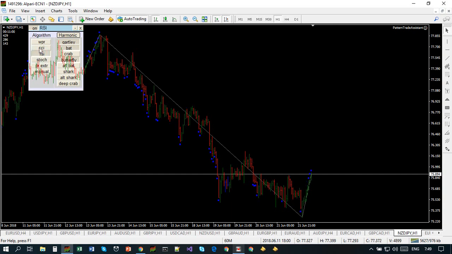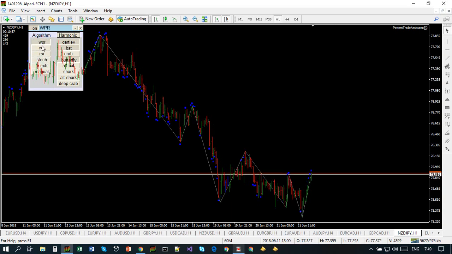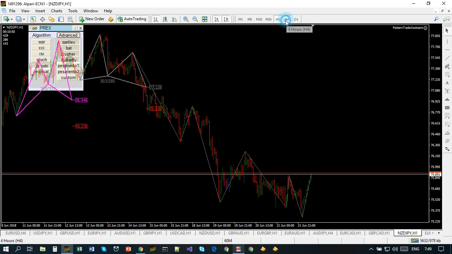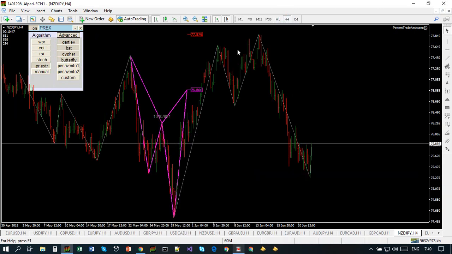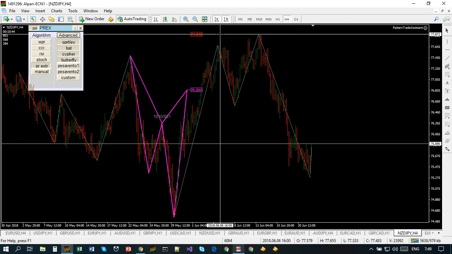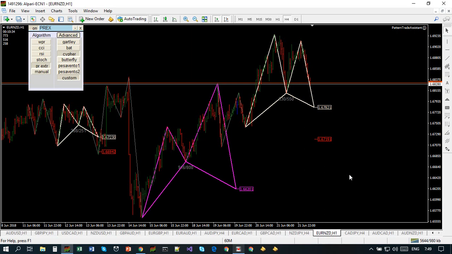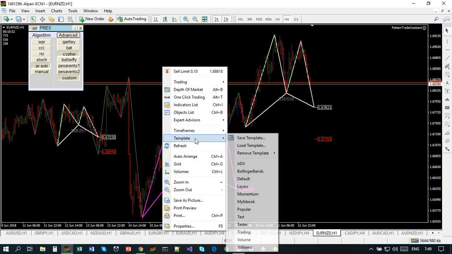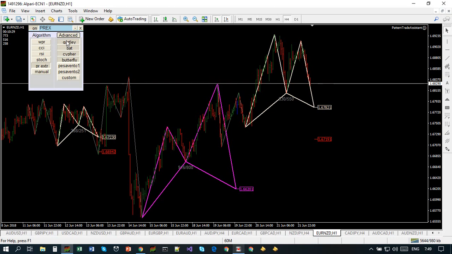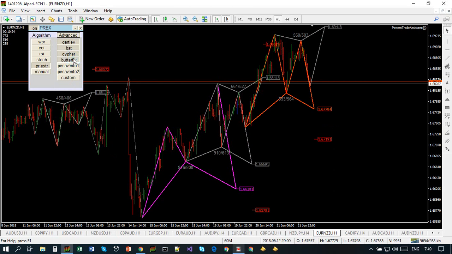As far as other algorithms say, we have nothing here. Advanced pattern approach, what we have here, nothing. Did I check the 4-hour time frame? I think yes, it was that stop loss trade. Euro New Zealand. Let me apply the template. So what we have here, disable that.